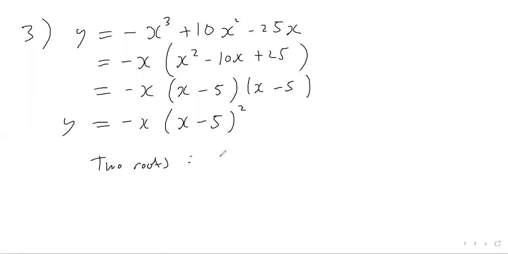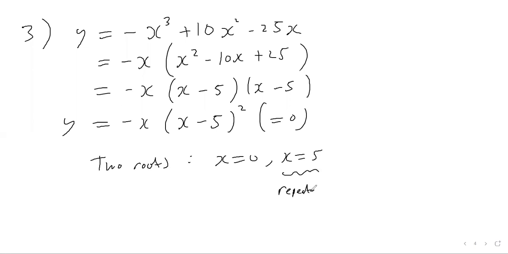So we've got a root at x equals 0. So again, make this equal to 0. We've got x equals 0, and we've got x equals 5. When you square a linear factor, the root that results from this factor would be called a repeated root. So this is a repeated root.